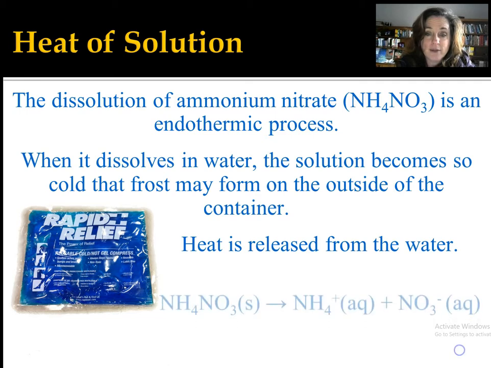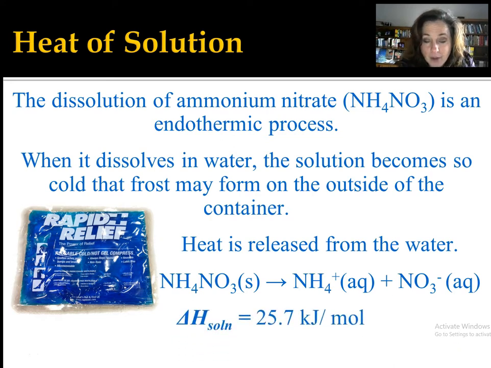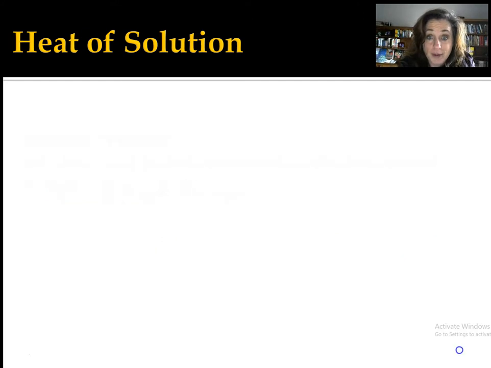Okay, this again sounds a little bizarre. Take a look at this. We have ammonium nitrate. We're dissolving it in water so that it forms ammonium ions and nitrate ions. And in this, it becomes an endothermic reaction. And we show here the molar heat of solution, in this case, is 25.7 kilojoules per mole.